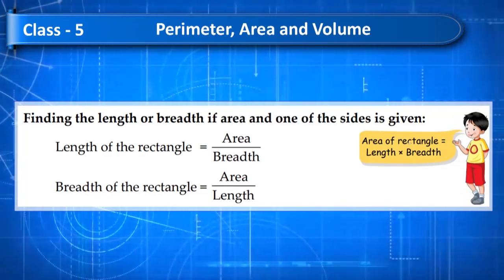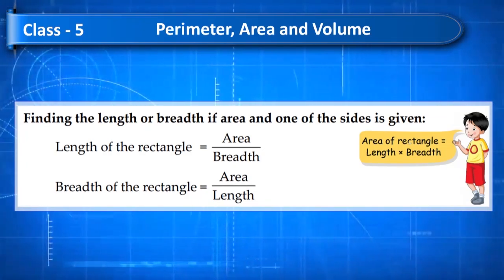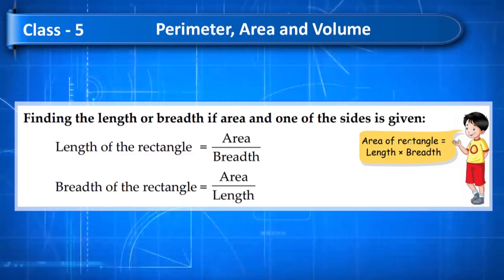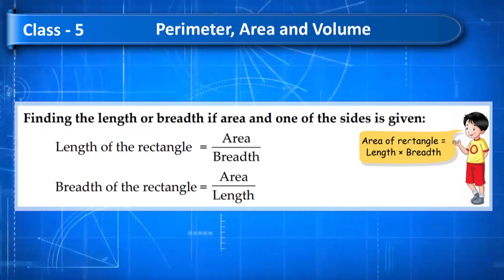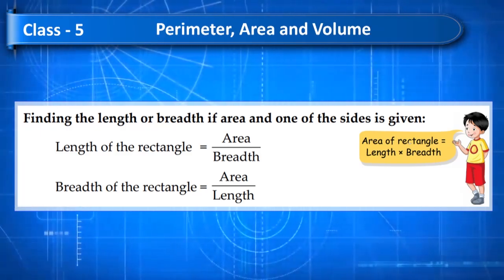Finding the length or breadth if area and one of the sides is given. Length of the rectangle equals area divided by breadth. Breadth of the rectangle equals area divided by length. Area of a rectangle is equal to length into breadth.